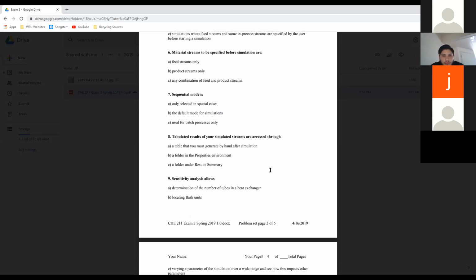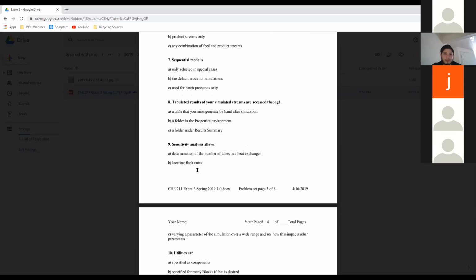So for 8, tabulated results of your simulated streams are accessed through, what do we got? A table you must generate by hand after simulation. A folder in the properties environment. A folder under result summary. Well, we've seen in result summary there's that streams file we can look at. The properties environment is only for the setup, so it would be C, result summary.